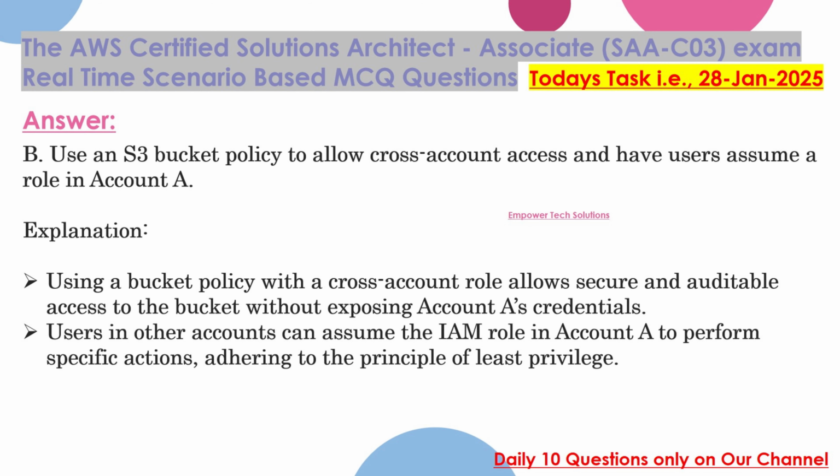Correct answer: B. Use an S3 bucket policy to allow cross-account access and have users assume a role in Account A. Explanation: Using a bucket policy with a cross-account role allows secure and auditable access to the bucket without exposing Account A's credentials. Users in other accounts can assume the IAM role in Account A to perform specific actions, adhering to the principle of least privilege.